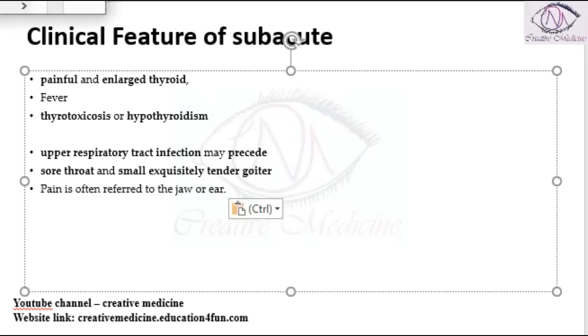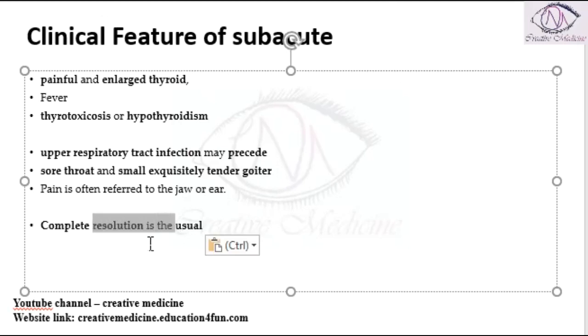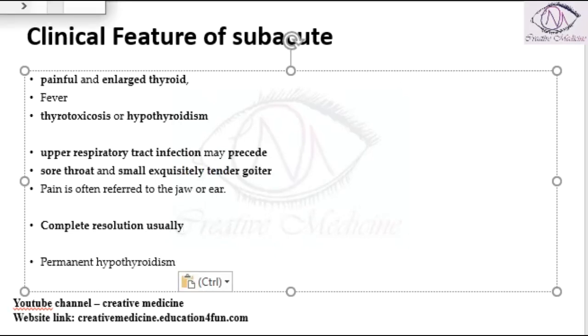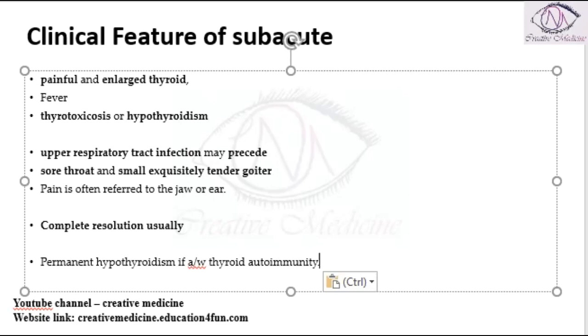Then in these patients, in subacute thyroiditis, complete resolution usually occurs. Permanent hypothyroidism can occur, but it is less common. This permanent hypothyroidism occurs if it is associated with any thyroid autoimmunity.